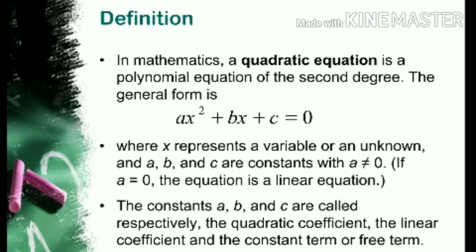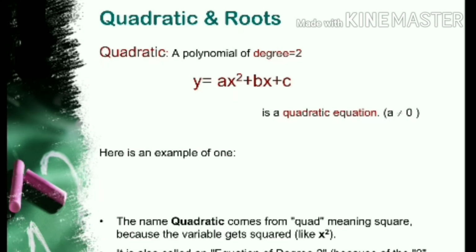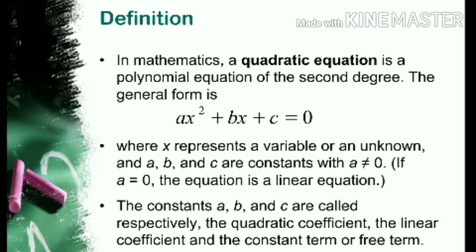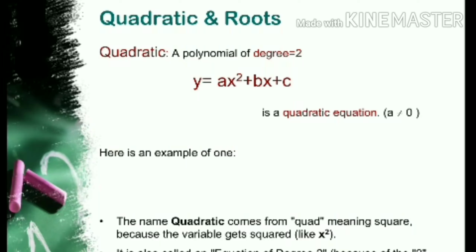Got it? So what is the standard form of the equation? It is ax square plus bx plus c is equal to 0. It is the standard form of the quadratic equation, and it is an equation of degree 2. So what are quadratics and roots? A quadratic, as I have already told you, is a polynomial of degree 2, so y is equal to ax square plus bx plus c. And ax square plus bx plus c is equal to 0 is a quadratic equation where a does not equal 0.